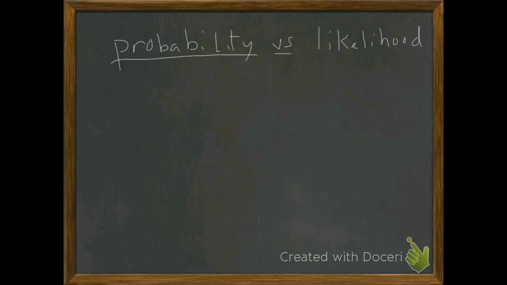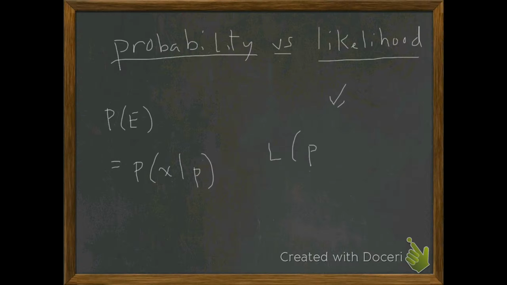So let's talk about the difference again between probability versus likelihood. Probability, again, we can say that the probability of an event, dependent on certain parameters within our model, can be calculated as P of X given some parameter. Likelihood, on the other hand, does the reverse of this. It looks at the likelihood of a particular parameter given our data.